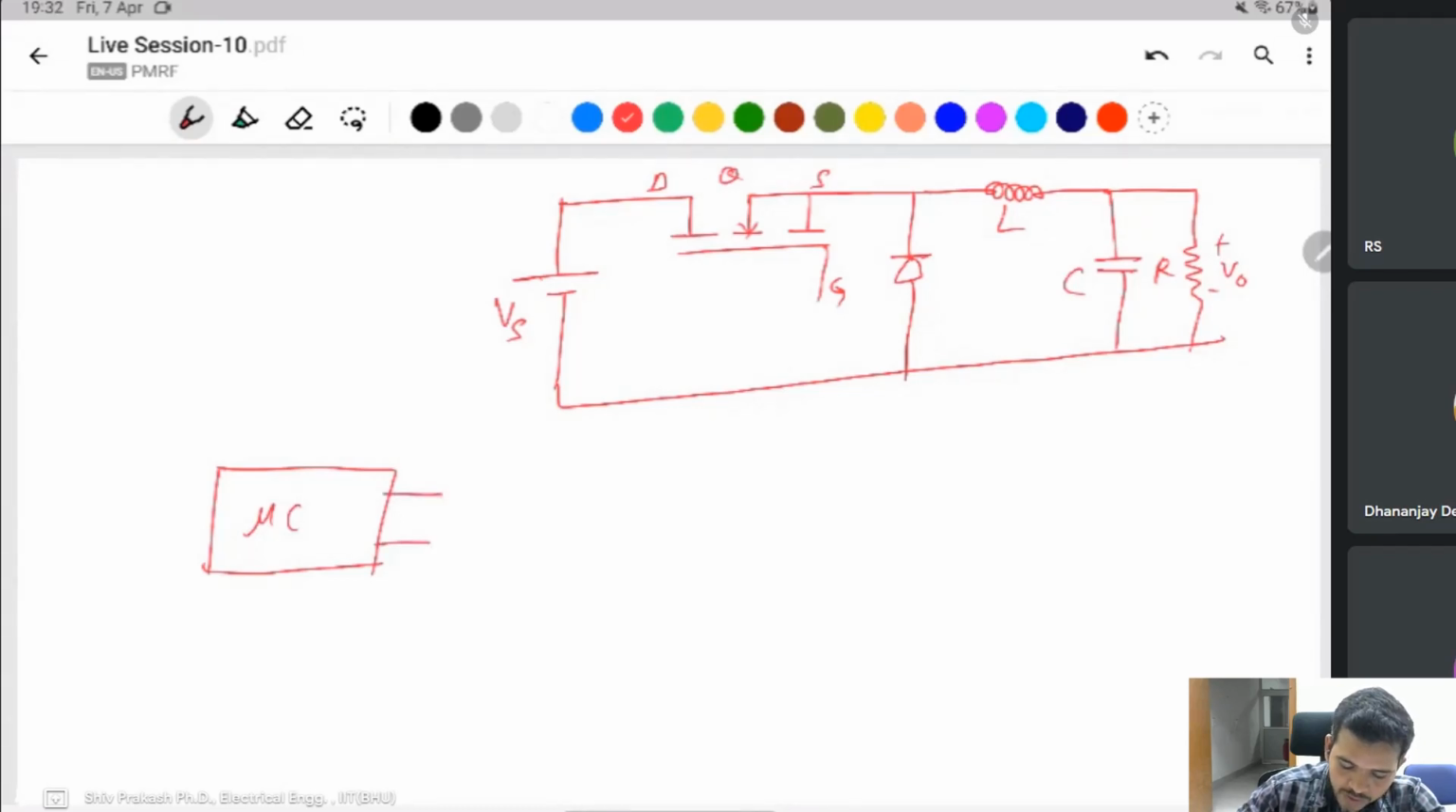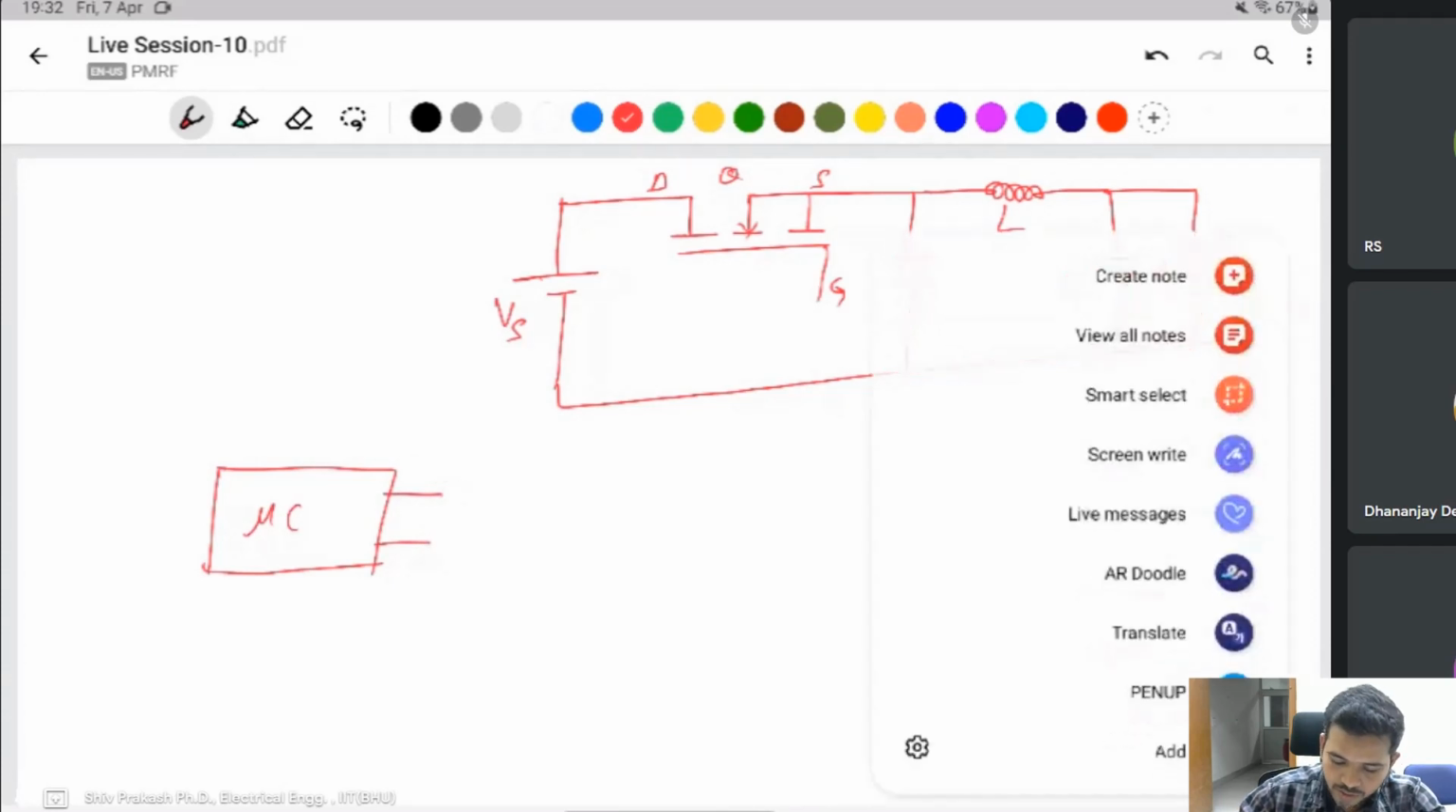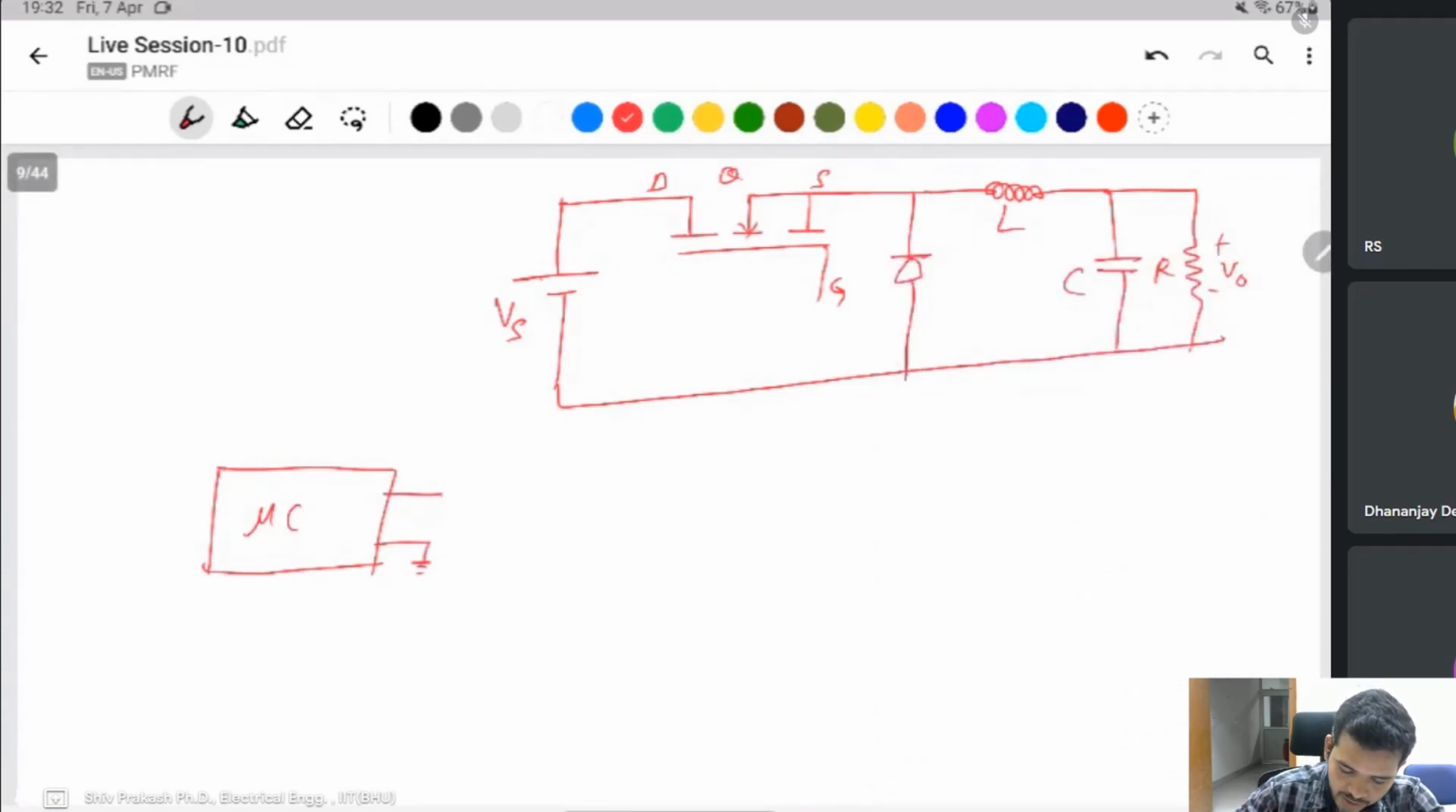A microcontroller gives output as pulses and ground. One is ground, and the other is a pulse like this one, which is only 5 volt. A microcontroller can generate a maximum of 5 volt, or sometimes 3.3 volt. Some microcontrollers generate 3.3 volt maximum peak-to-peak pulses, and some generate 5 volt maximum pulses.